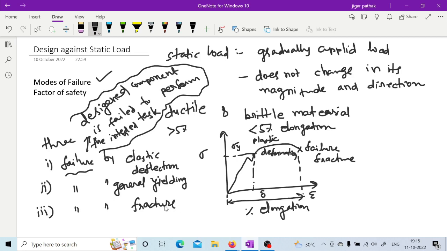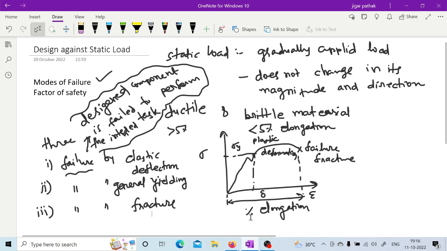So fracture means it will be divided into many parts of a single component, right? Now, fracture generally... can you say till the proportional limit, beyond the proportional limit, it started yielding? So is beyond the proportional limit a failure due to yielding? That is what you are asking?